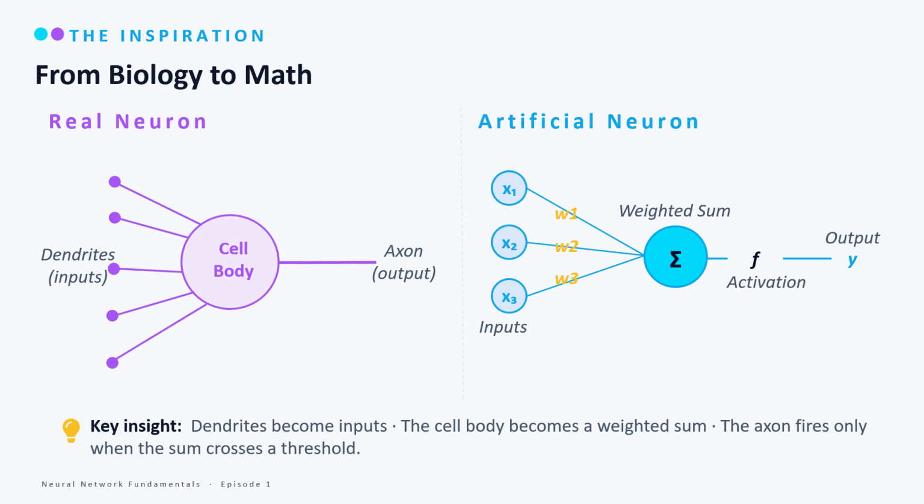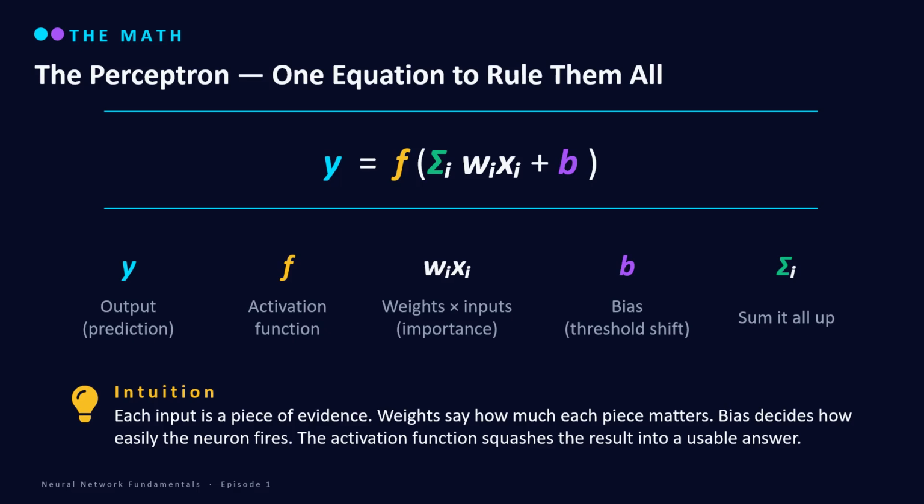Now look at the artificial version. It does the same thing. Inputs come in. We'll call them x1, x2 and x3. Each input gets multiplied by a weight. That is how important it is. We add them all up, and if the sum is big enough, boom, it fires. That's it. We literally turned biology into math. And that one trick changed the world.